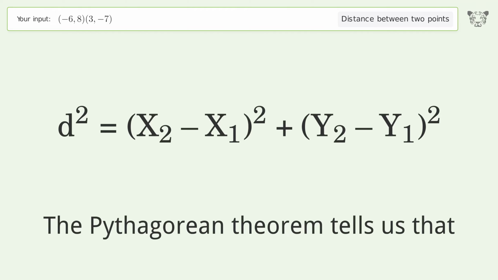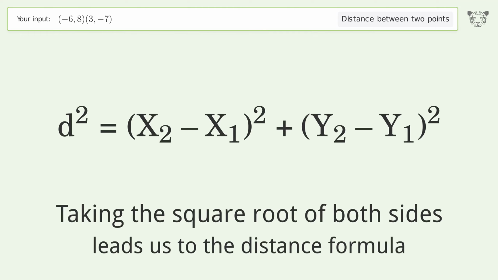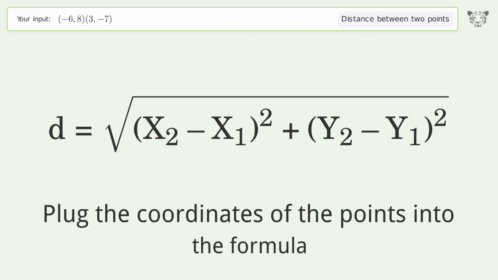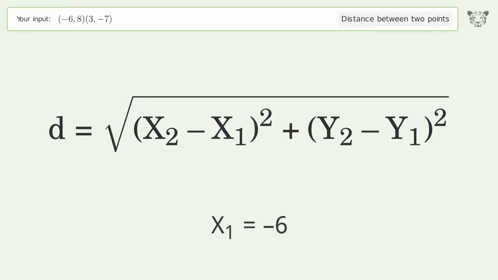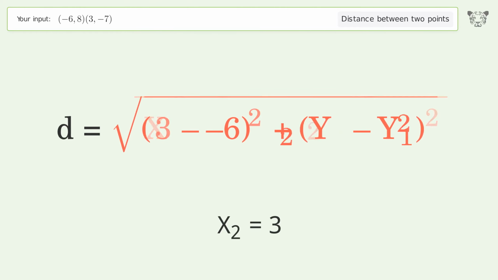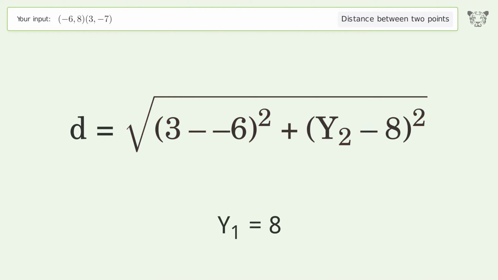The Pythagorean theorem tells us that taking the square root of both sides leads us to the distance formula. Plug the coordinates of the points into the formula. x1 equals -6. x2 equals 3. y1 equals 8. y2 equals -7.